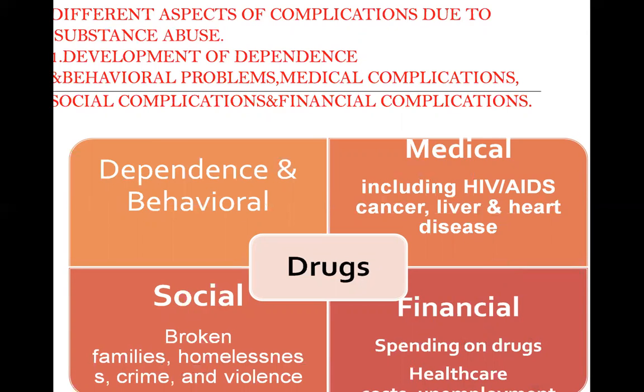When someone takes drugs, what do they produce? They produce dependence and behavioral problems. Medical complications include HIV, AIDS, cancer, liver and heart diseases. Social effects are broken families, homelessness, crime, and violence. There are financial effects, spending on drugs and healthcare. There is a financial loss when someone takes substance abuse.